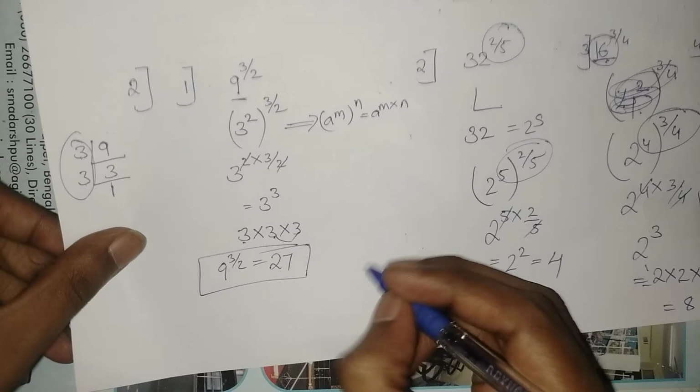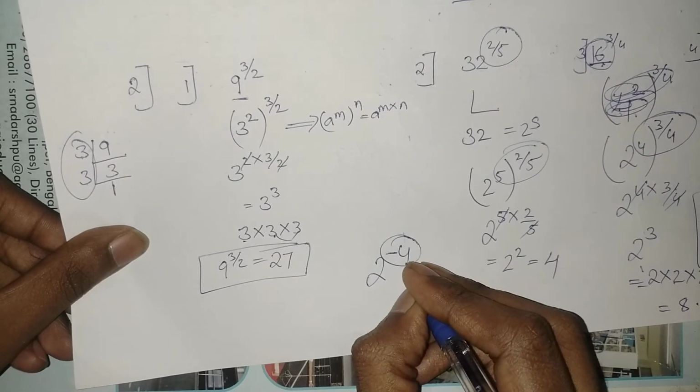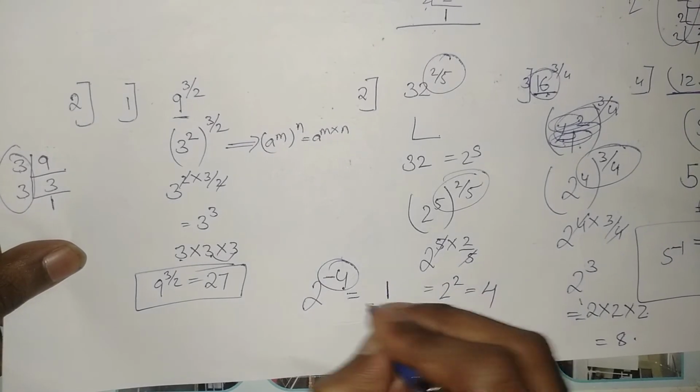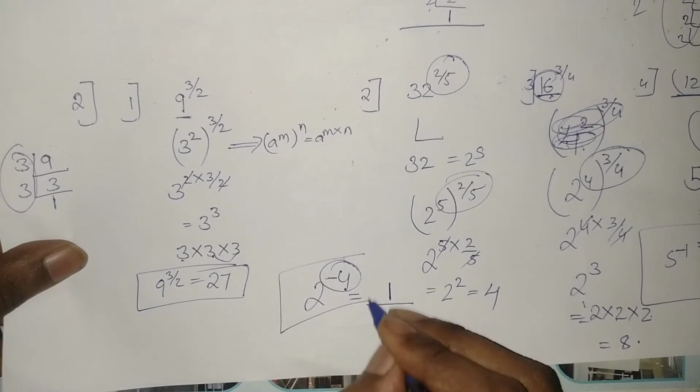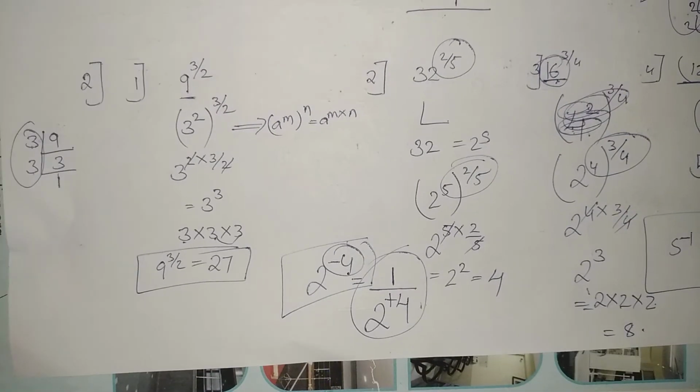It's very easy. Suppose if I write 2 power minus 4, how do I convert this negative exponent into a positive exponent? Just write the numerator as 1. In place of the denominator, you write the entire number with the positive exponent. This is how you will be converting there.